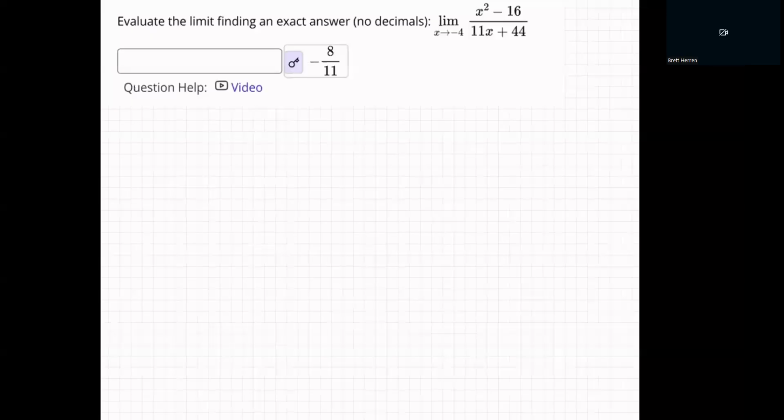Okay, so on this question, we're having the limit as x goes to -4 of that fraction. Now you can plug in the -4. It's not going to work. Put a -4 right there and a -4 right there. You can work it out in your calculator.